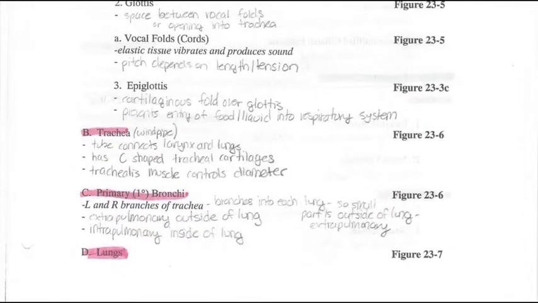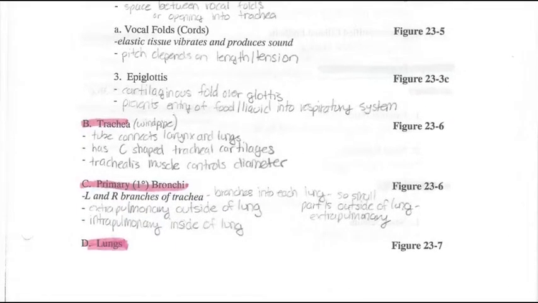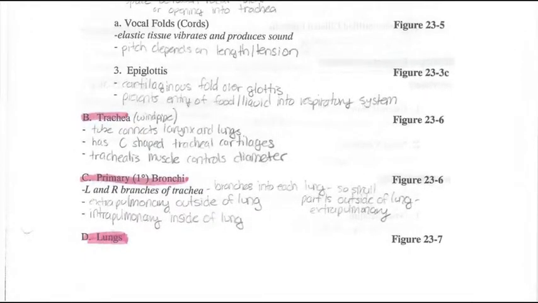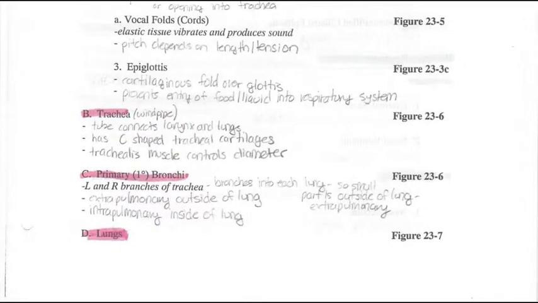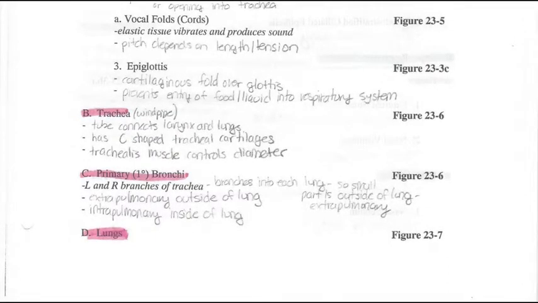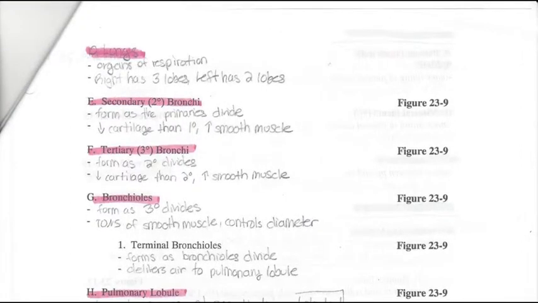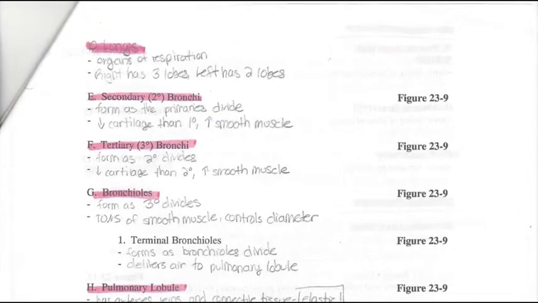C. Primary bronchi. These are the left and right branches of the trachea. They branch into each lung, so a small part is outside of the lung or extrapulmonary. Intrapulmonary means inside the lung. Page 3. D. Lungs. These are the organs of respiration. The right has 3 lobes and the left has 2 lobes.